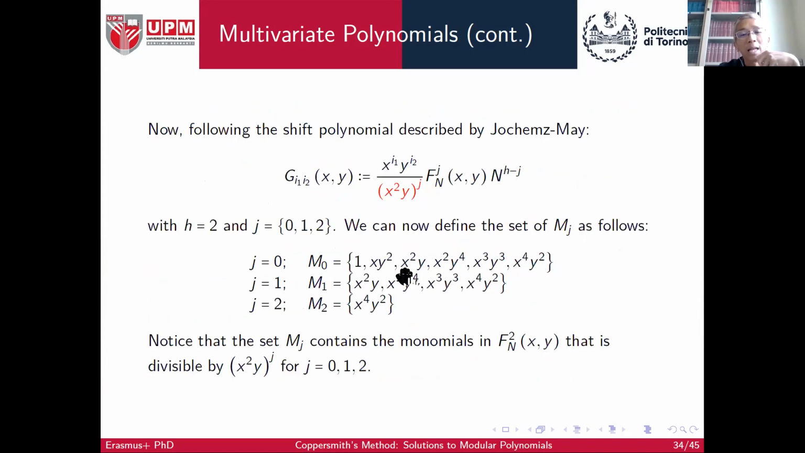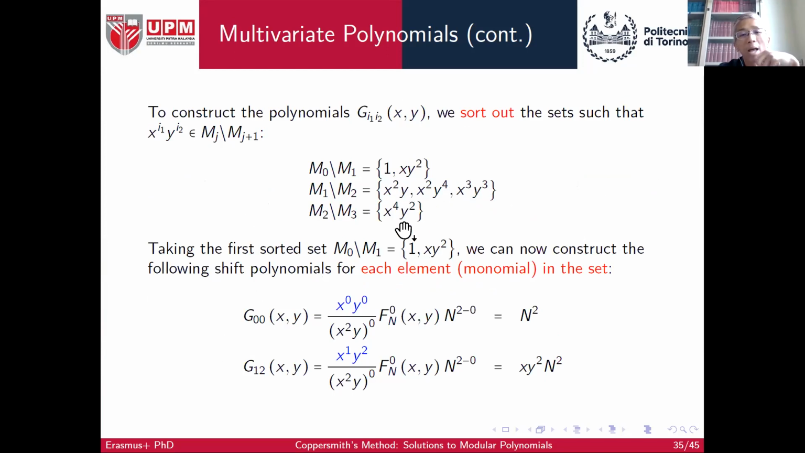So the only monomials in m1 will be these 3. And so the remaining will be in the subsequent, the remaining set. So after further sorting out the set accordingly, it's time to build the polynomial of Gx.